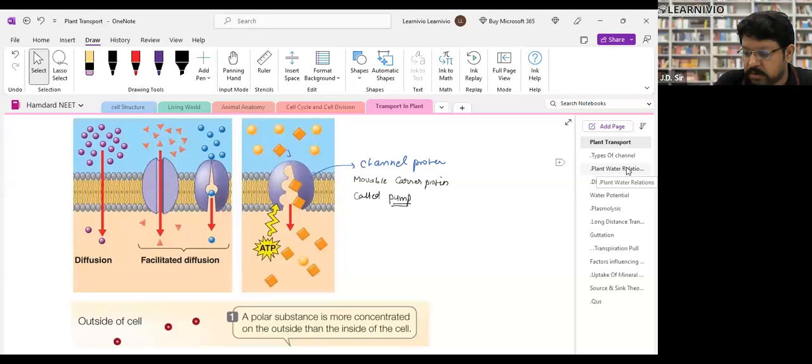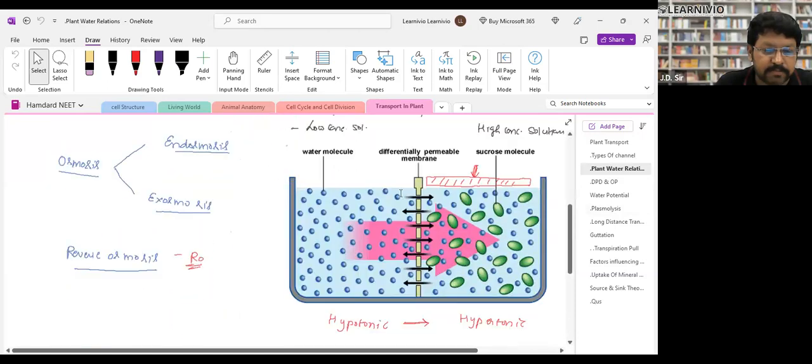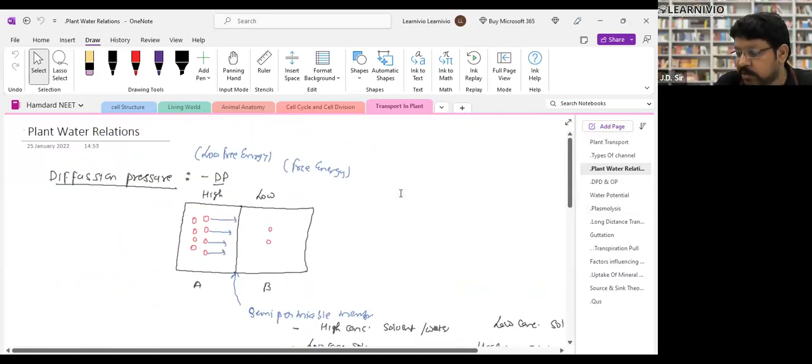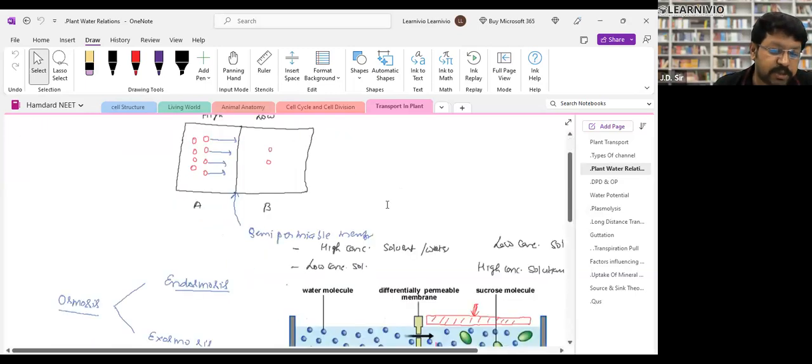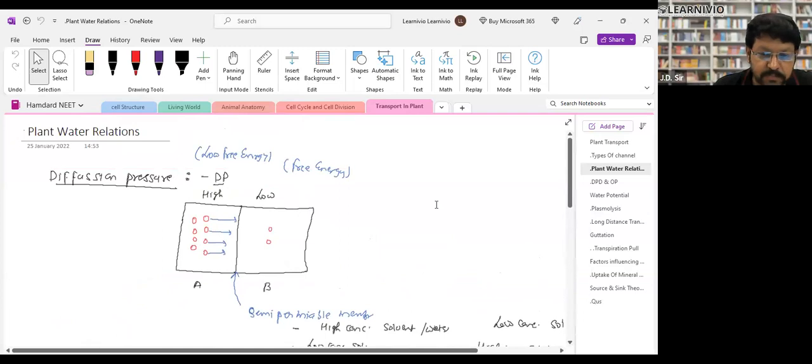So now the next thing is the plant water relationship in your NCERT. In plant water relationship, we have to understand the concept of osmosis, water potential, pressure potential. So before understanding water potential and pressure potential, we need to understand what osmosis is, right? So try to understand first. Then I will explain.